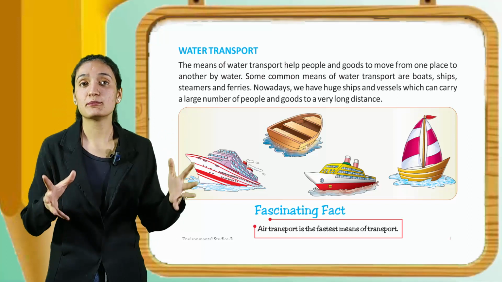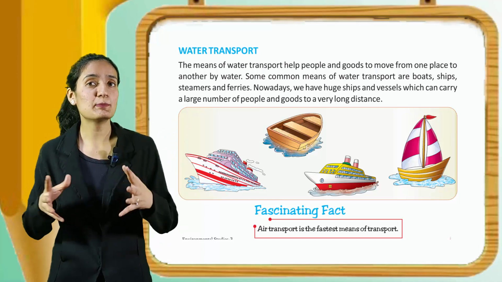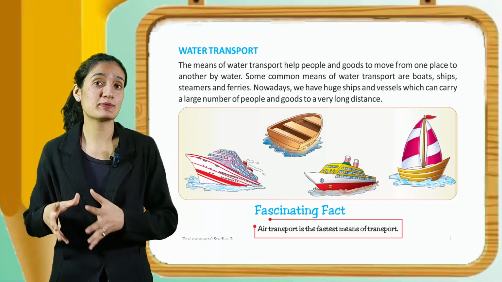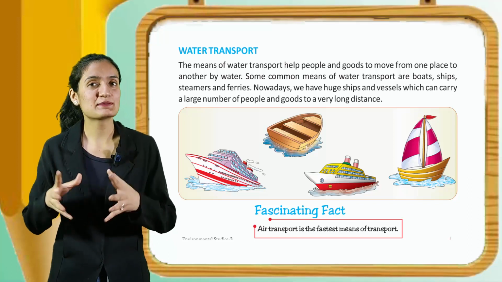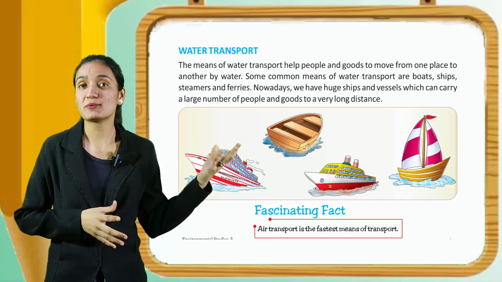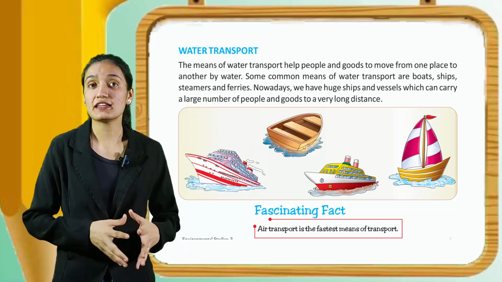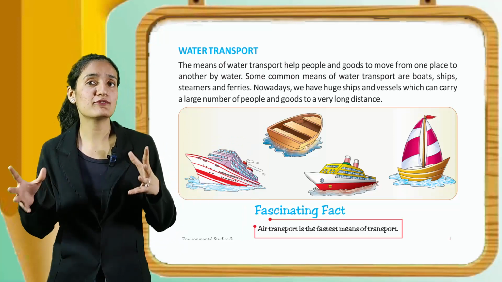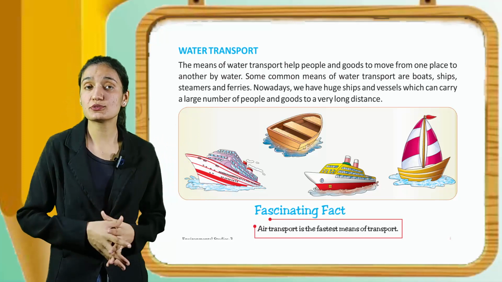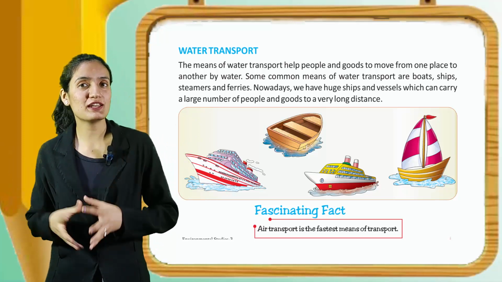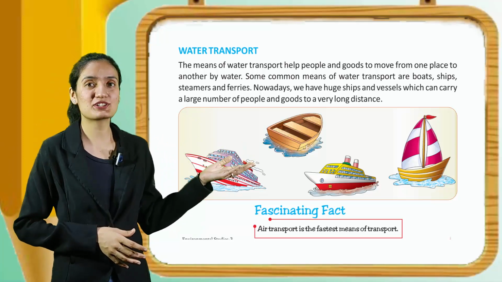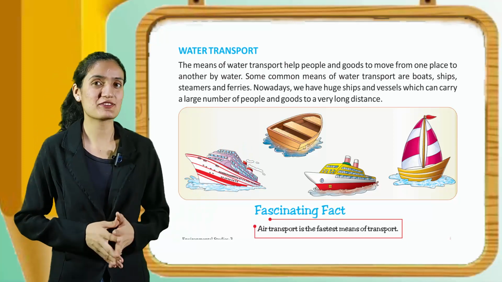Water transport. The means of water transport help people and goods to move from one place to another by water. Some common means of water transport are boats, ships, steamers and ferries. Nowadays, we have huge ships and vessels which can carry a large number of people and goods to a very long distance. Here you can see the picture of water transport.